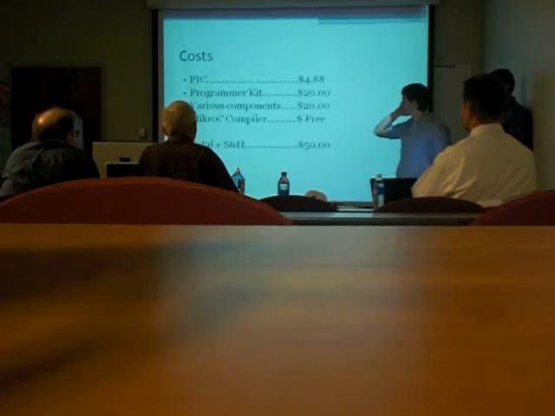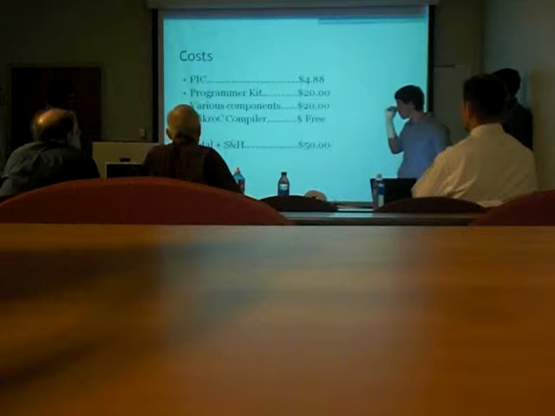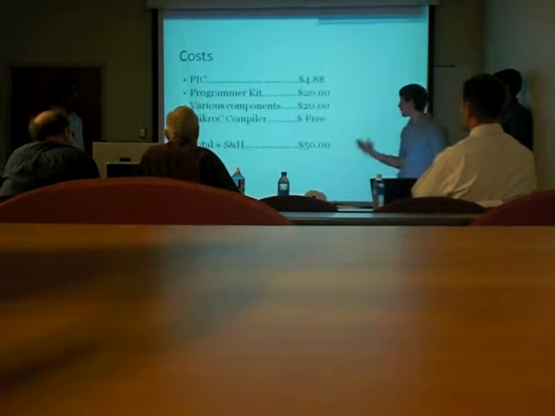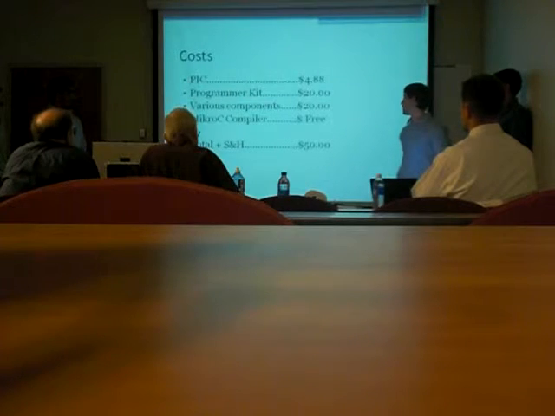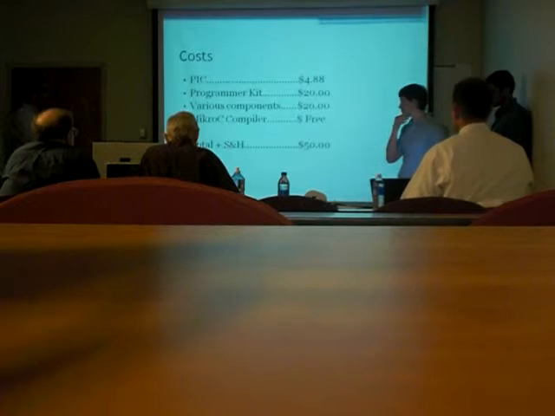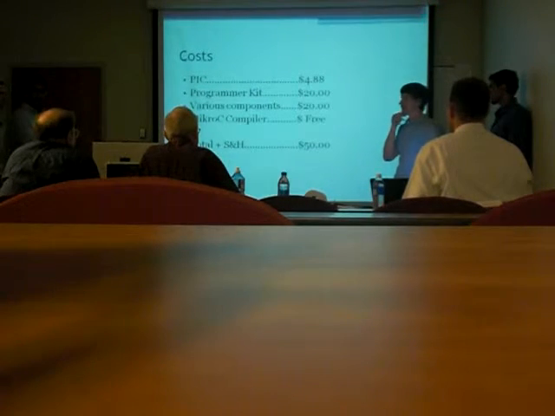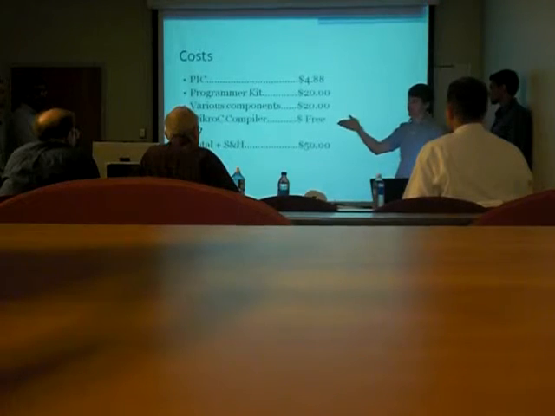Cost breakdown: the PIC was about $8, the programmer kit was $20, our various components that I used roughly averaged around $20, the MikroC compiler was free, and with shipping and handling, everything was about $50. Of course, I went through numerous PICs trying to understand how to use them, so the cost for me was a little bit more, but the cost of what is in there is about $50.